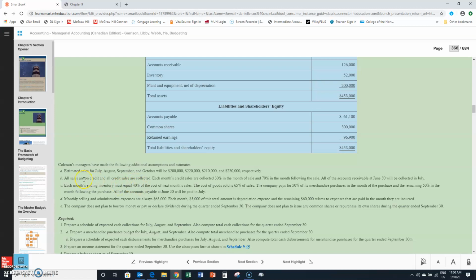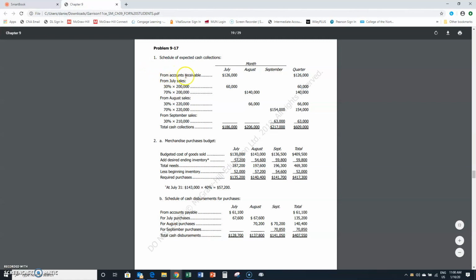So basically we just have to look at the sales for the month. If sales for July, for example, are $200,000, we're going to collect 30% of that in the month, and we're going to collect 70% of that $200,000 in August. We do that for each month, but you also remember that there already are accounts receivable of $126,000, and it says that will be collected in July. So in July we're going to collect the accounts receivable from June, $126,000.